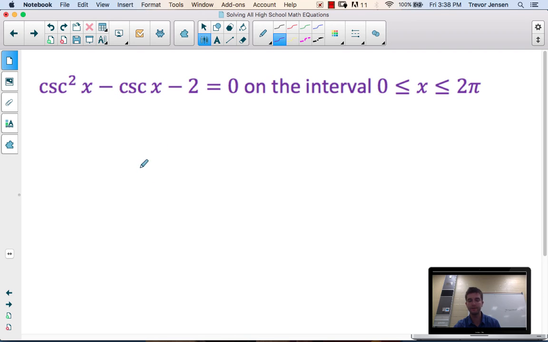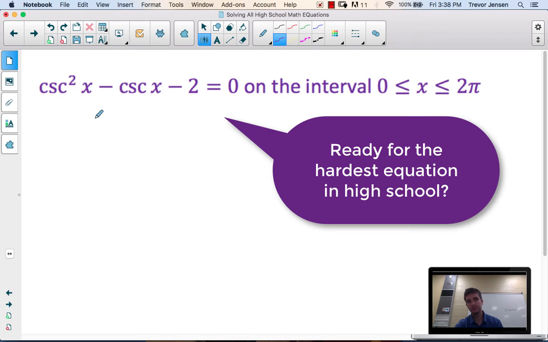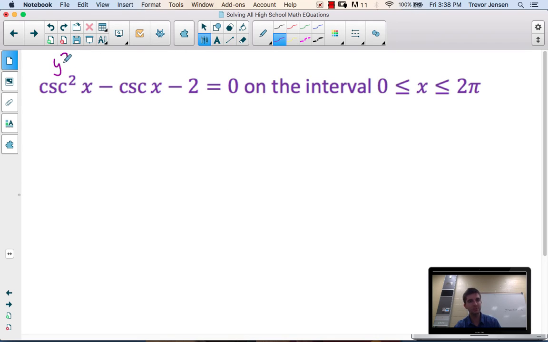The very last question, probably the most difficult equation you would have to solve in your high school math career, is a quadratic made up of trig equations. So I'm going to think of this, instead of cosecant squared, I'm going to think of it, let's just say, it's y squared for now.